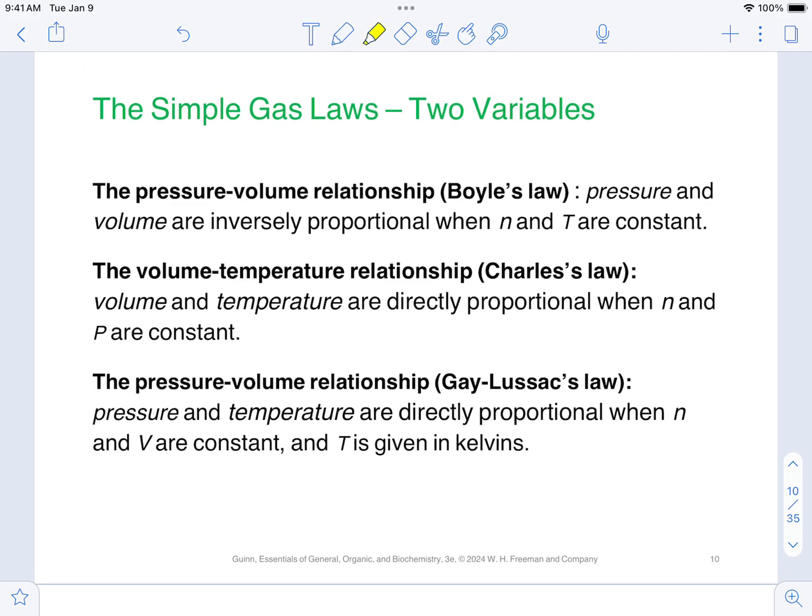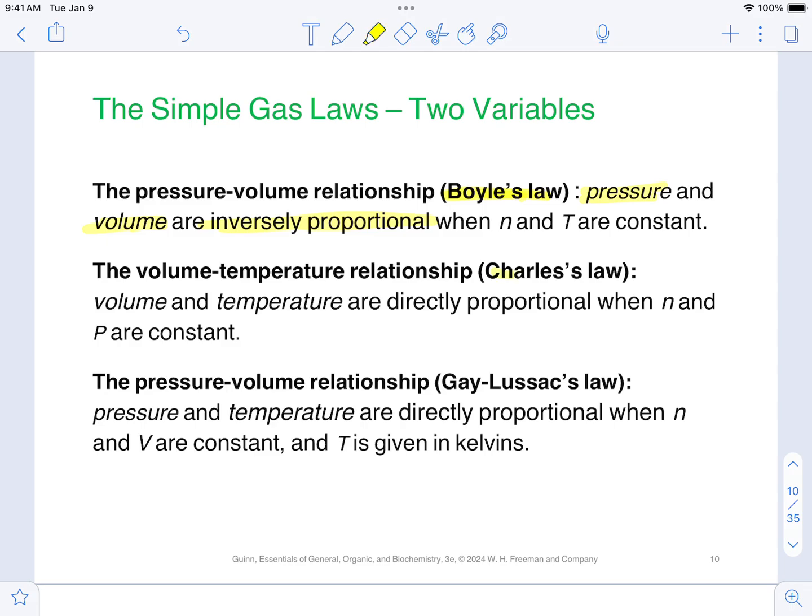As you can see here, Boyle's law has to do with pressure and volume, and it says that they are inversely proportional. So again, that means that as you apply pressure to something, the volume will decrease. You can think of a syringe: when you're pressing the syringe down, the volume inside the syringe is decreasing.